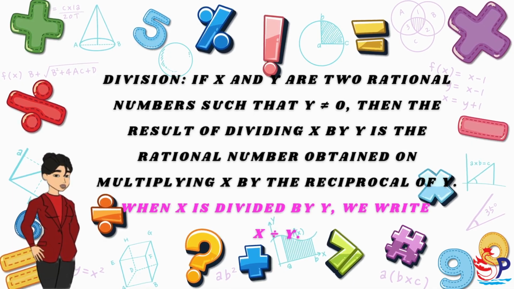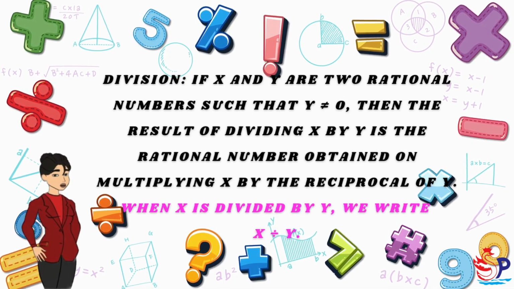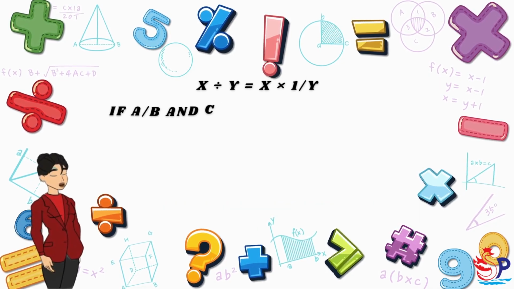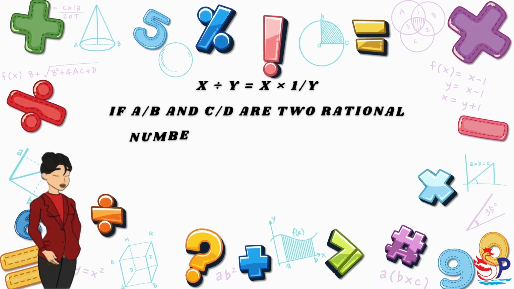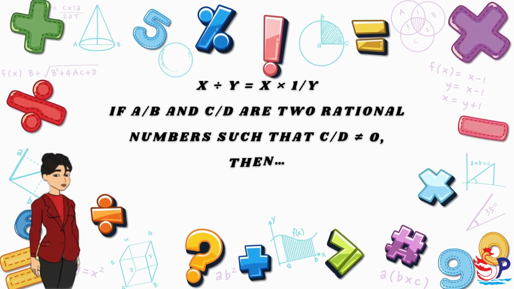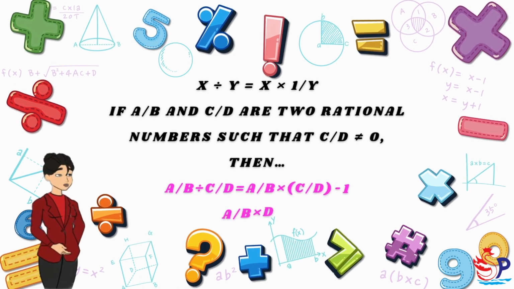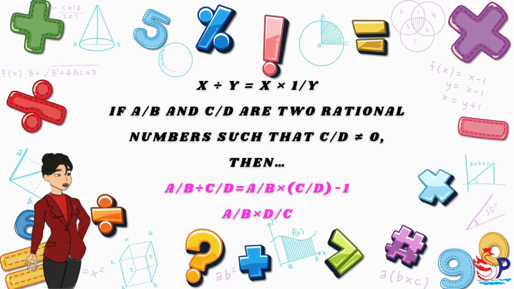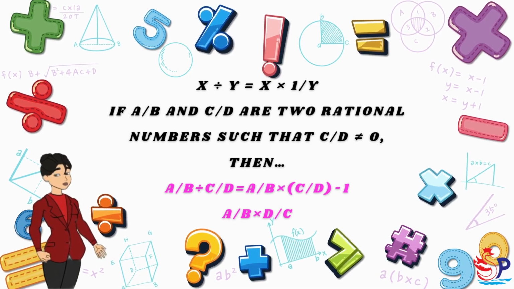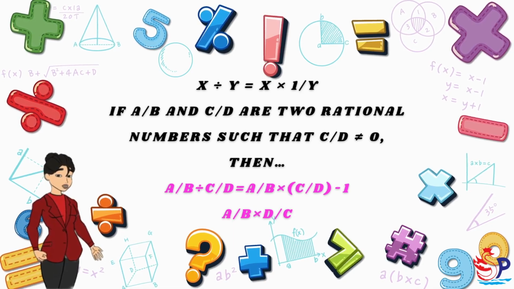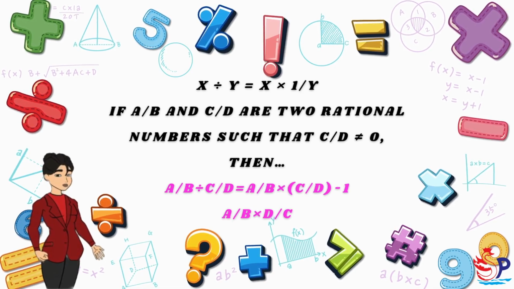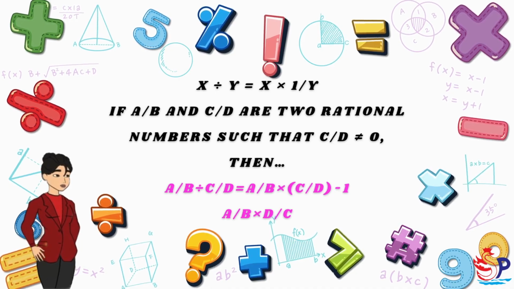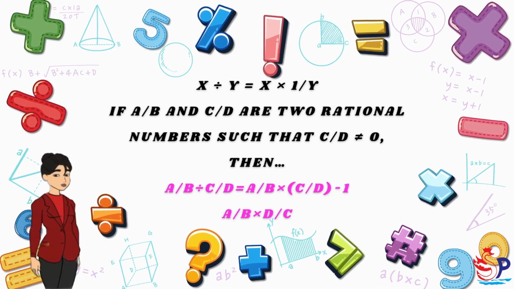When x is divided by y, we write x divided by y. Thus, x divided by y is equal to x multiplied by 1/y. If a/b and c/d are two rational numbers such that c/d is not equal to 0, then a/b divided by c/d is equal to a/b multiply (c/d) to the power minus 1, which is a/b multiply d/c.